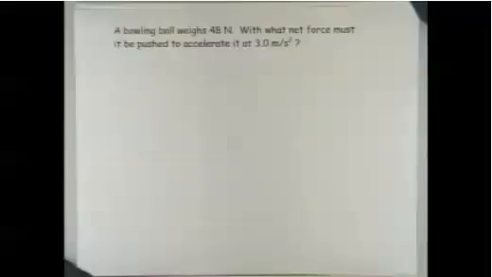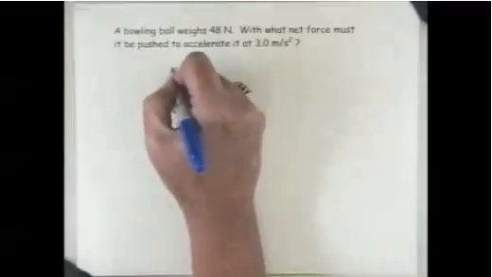When you read a problem, make a list of data and pay attention to the units. Remember, we want no naked numbers. We want to solve for net force.